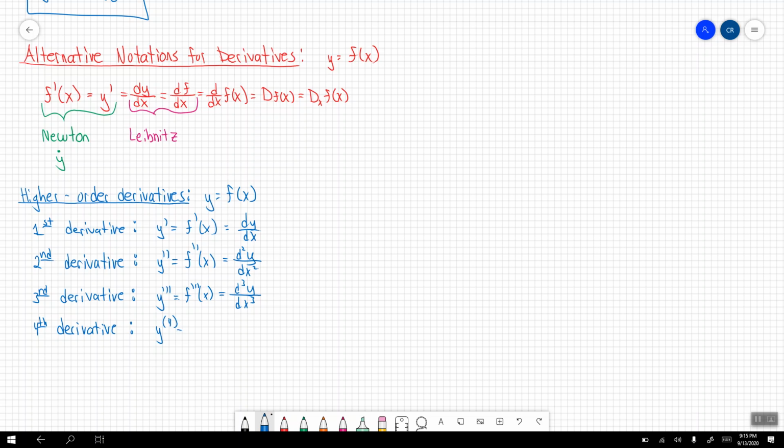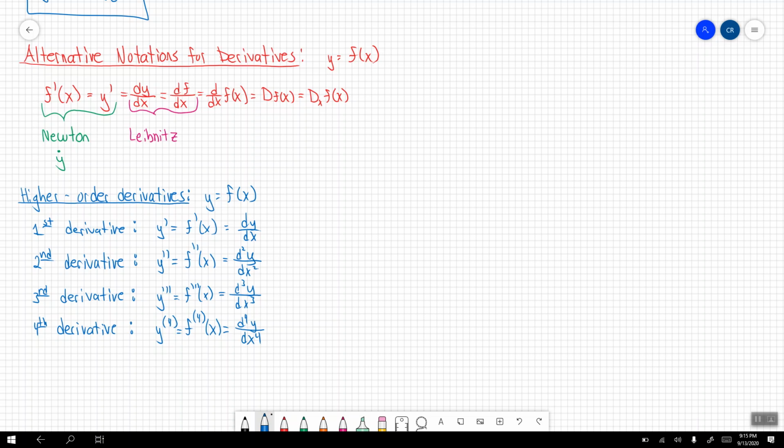So be very, very careful when we're looking at these functions and we see an exponent with a parenthesis. If we ever see that, they are signifying that we are taking the fourth derivative. Okay, that means that we took the derivative 4 times for the function y with respect to x, all 4 times.